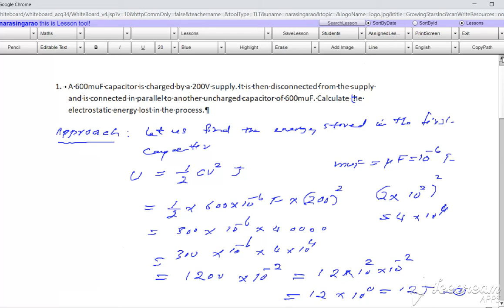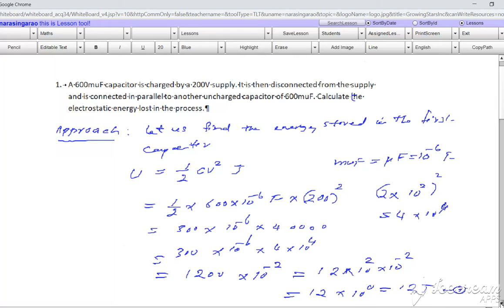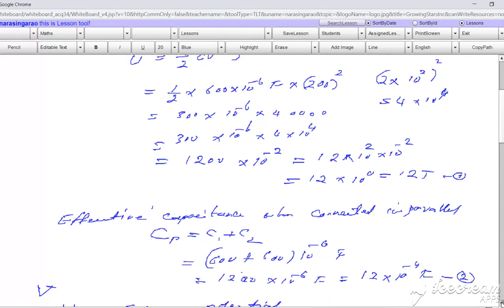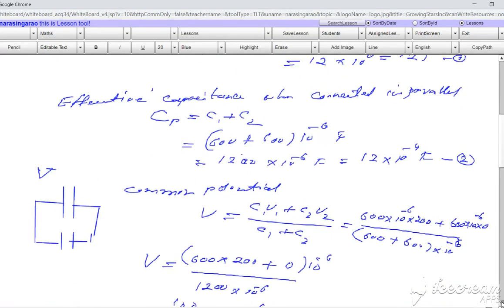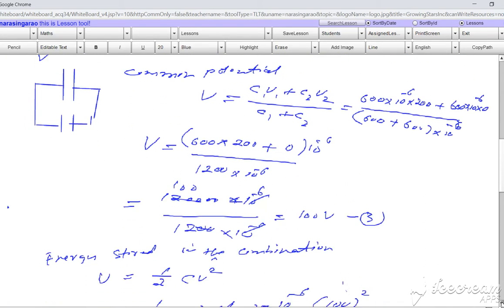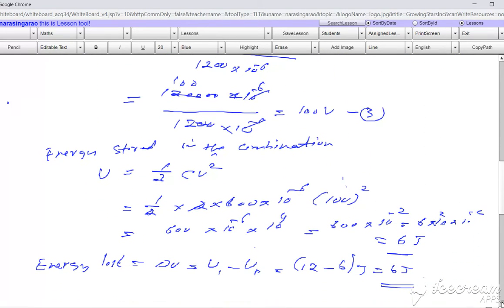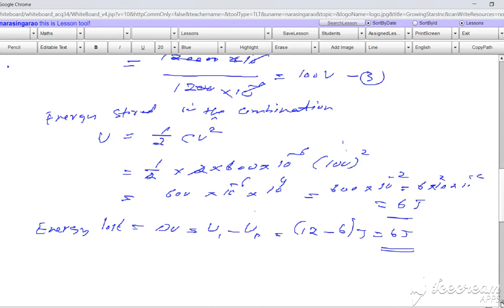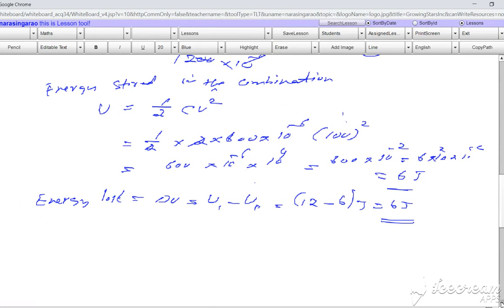Very good. Then we found out the common potential difference when they are connected in parallel. We got it as 100. Then we found out the energy stored in the combination as half times C times V square, and you got it as 6 joule. And finally, the energy lost, delta U, is equal to U1 minus UP, the 12 minus 6 joules. Simple, and we can go ahead with this kind of questions.